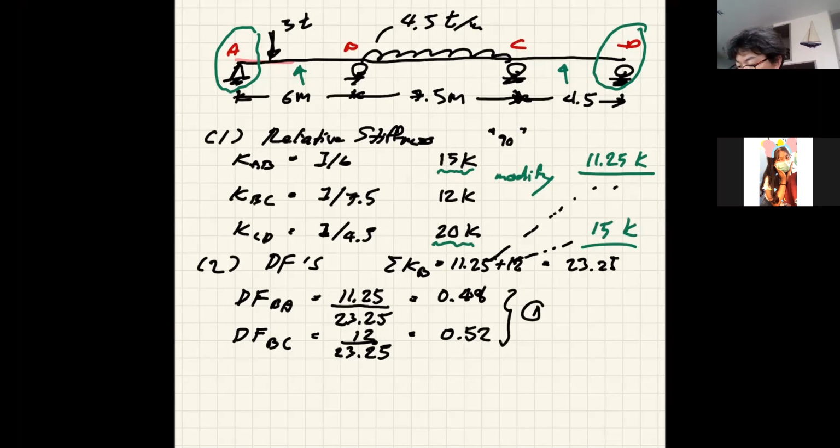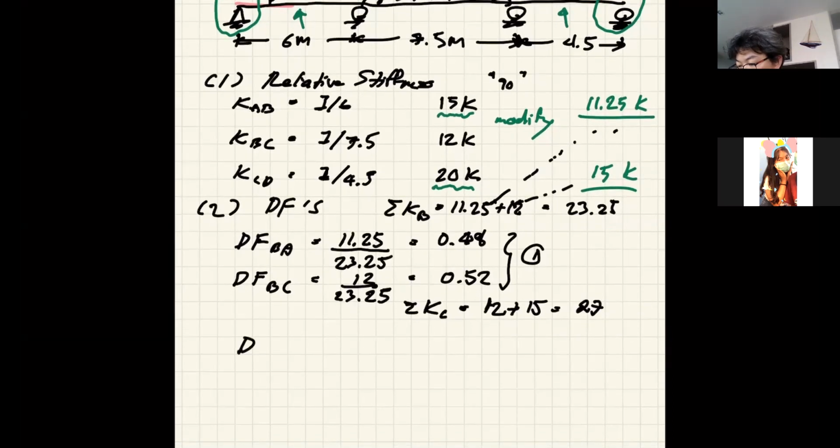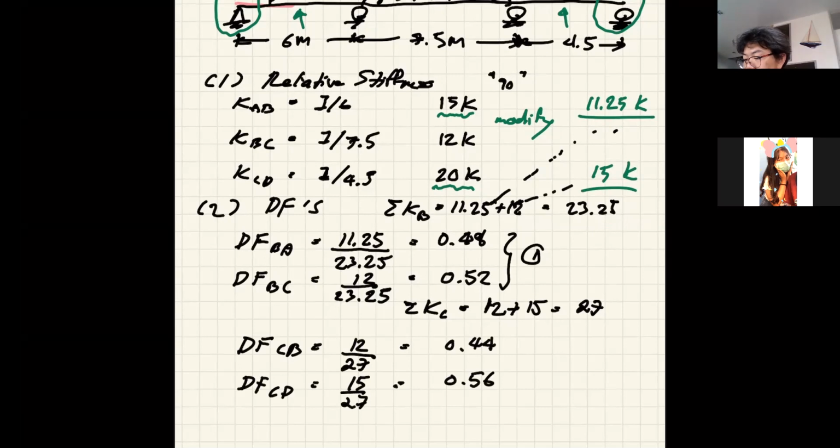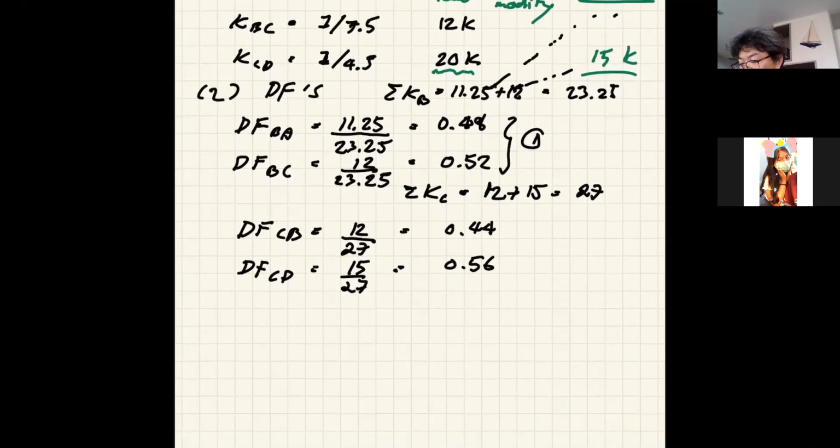And the next is for joint C. So I can write it down here that my sigma KC is equal to 12 plus 15. That's 27. So my distribution factor CB is now 12 over 27. That is 0.44. And for member CD, that's 15 over 27. That's 0.56. Okay. And let's make a quick work on fixed moment.